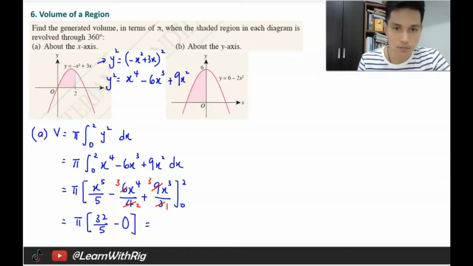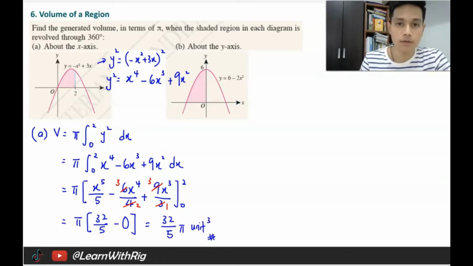So your final answer would be 32 over 5 pi unit cube, because it's volume. Okay, so this is when it rotates around the x-axis. What about B? Now this one is about the y-axis, so you're rotating around the y-axis.